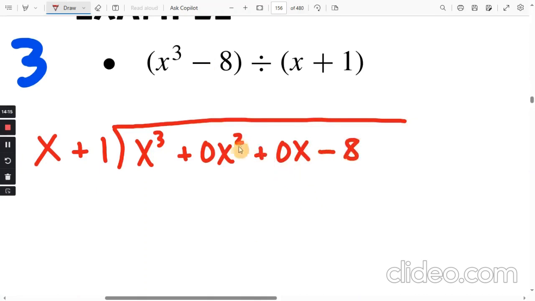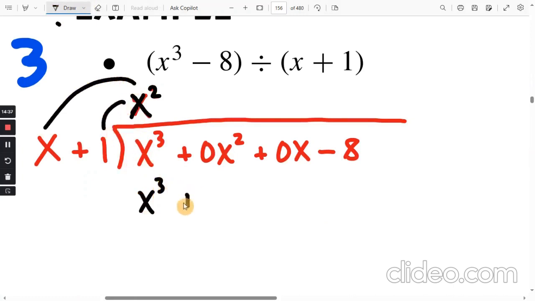All right, and now it's the same process. X to the third divided by x gives us x squared. Distributing, x squared times x is x to the third. X squared times positive 1 is 1x squared, or just x squared.